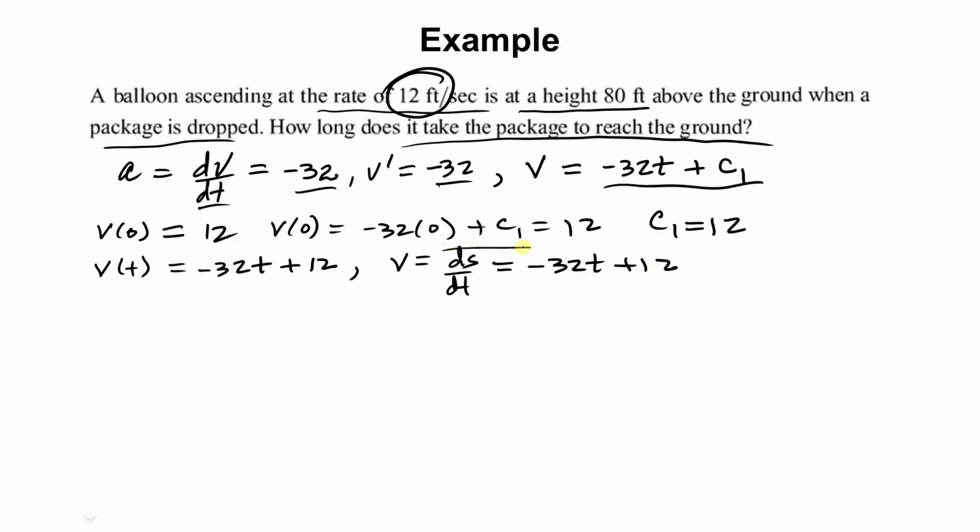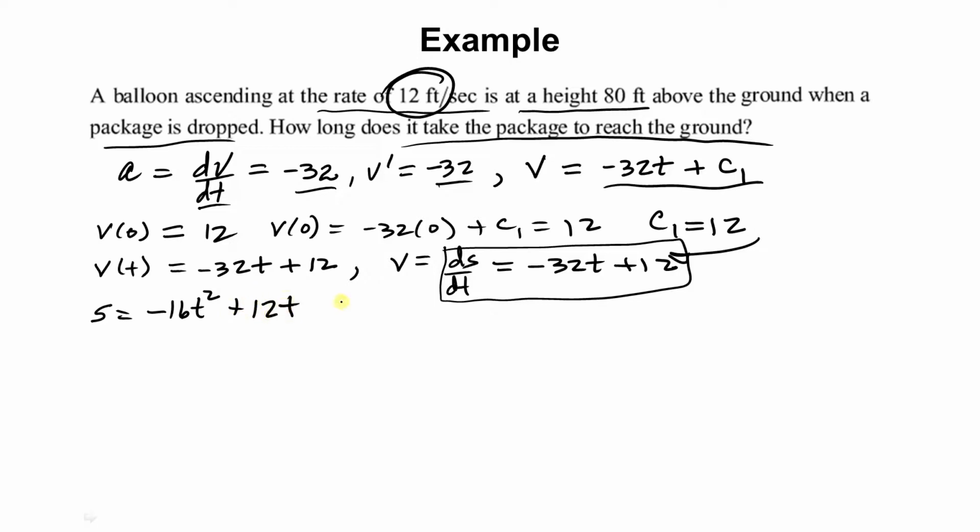So finding the antiderivative of ds/dt, we can calculate s. Finding the antiderivative of minus 32t plus 12, we get that s must equal minus 16t squared plus 12t plus another constant we're going to call c2.